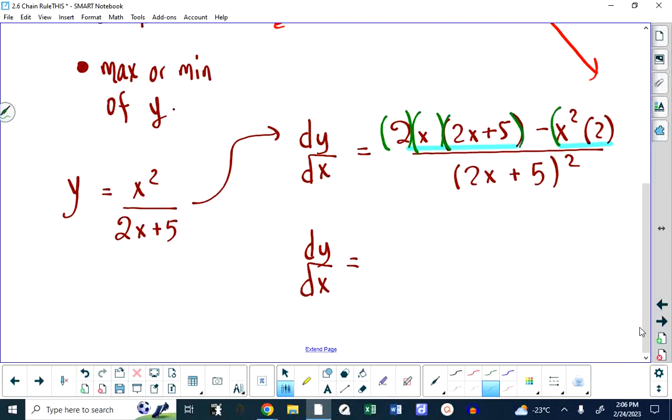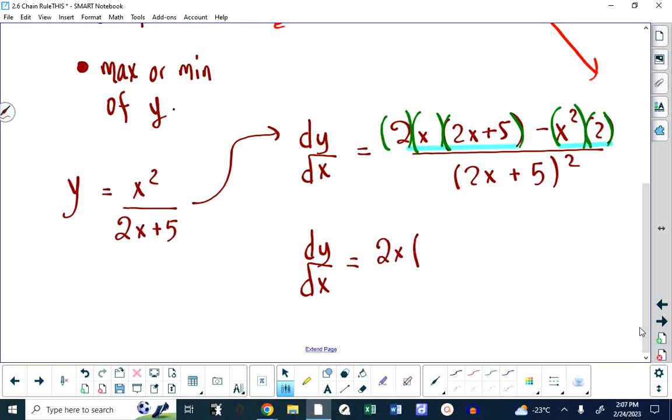x squared is a factor of the second, and 2 is a factor of the second. And I hope it's obvious that when I say x squared is a factor of the second, that means x is a factor of the second. I have a 2 as a factor in each and x as a factor in each, so I can factor that out.